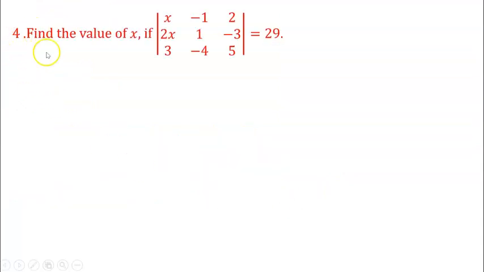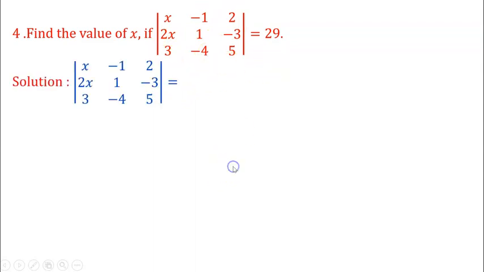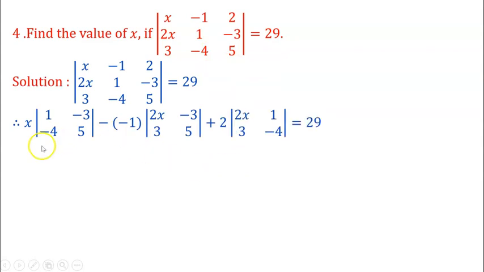Next question. Find the value of x if the determinant with rows (x, minus 1, 2), (2x, 1, minus 3), (3, minus 4, 5) is equal to 29. Again, we evaluate this determinant. Eliminate again the element in the first row, first column. You will get this determinant.